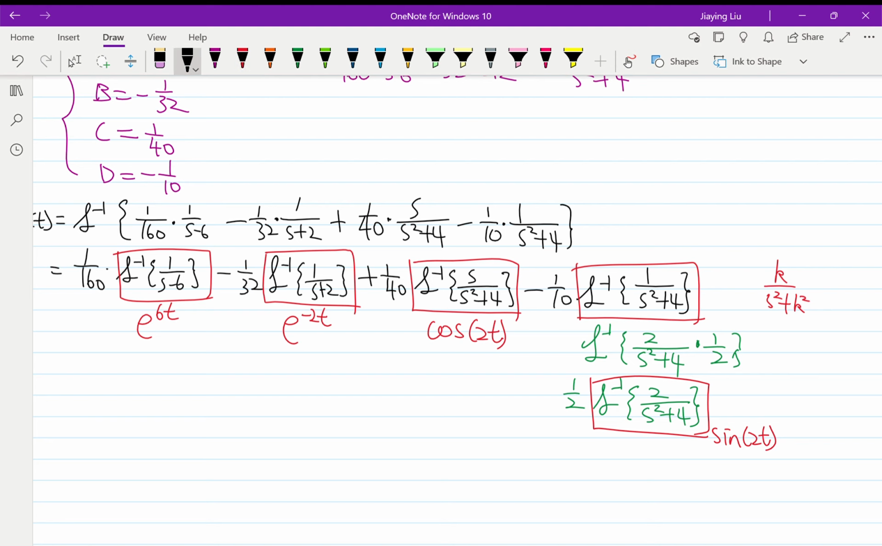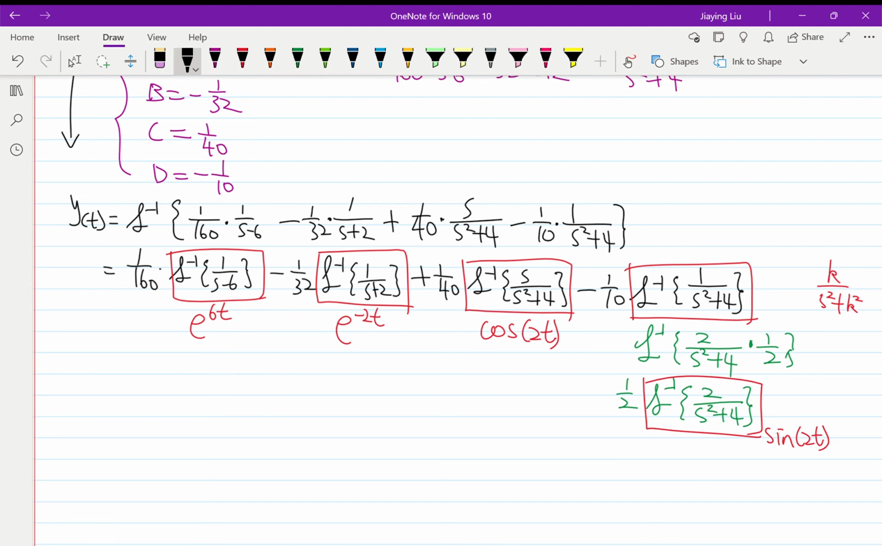And at the end, just write down the final step. So we got 1 over 160 e to the 6t, minus 1 over 32 e to the negative 2t, plus 1 over 40 cosine 2t, and then minus 1/10 times 1/2, which is 1/20, sine 2t.